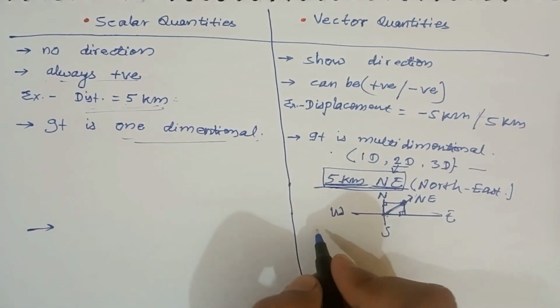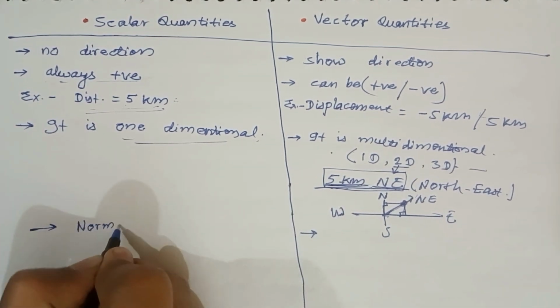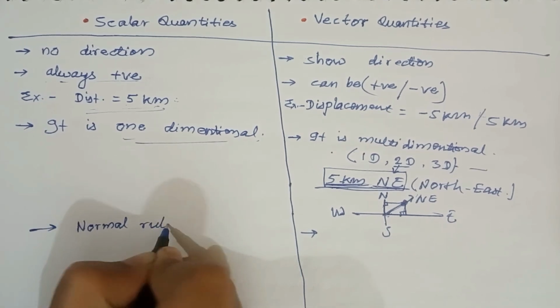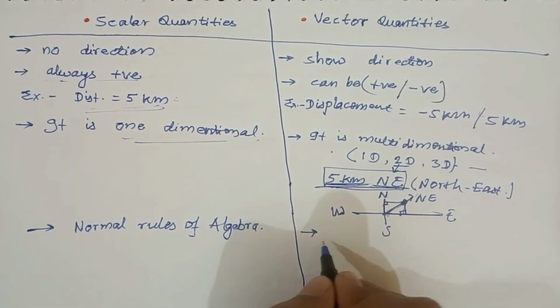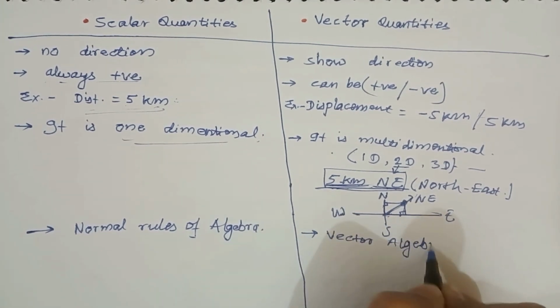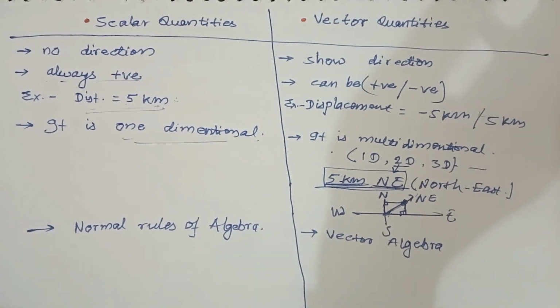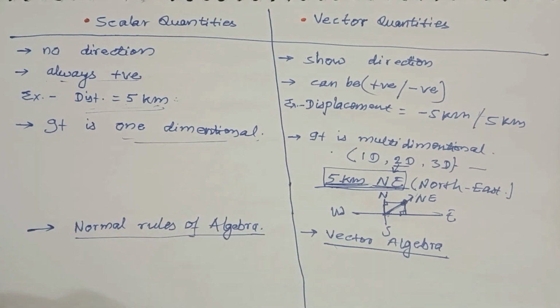Now the next point of difference is in algebra. Scalars follow simple, normal rules of algebra, while vector quantities have their own algebra, which is called vector algebra. For addition and subtraction we use different rules, such as the triangle rule and parallelogram rule. It is a different category of algebra.